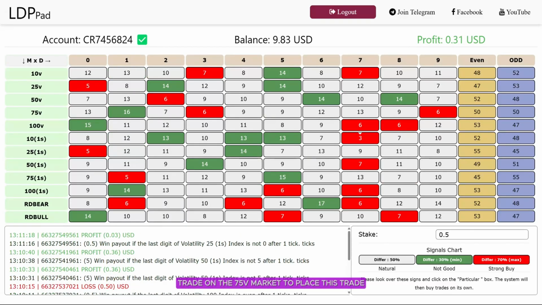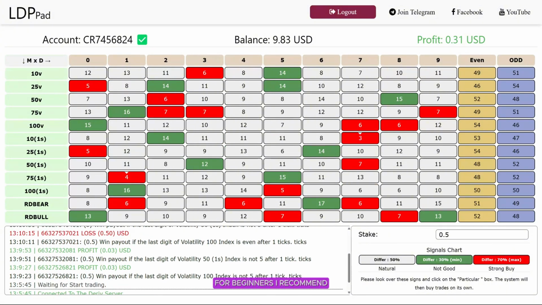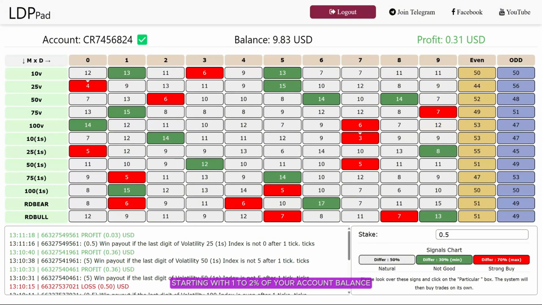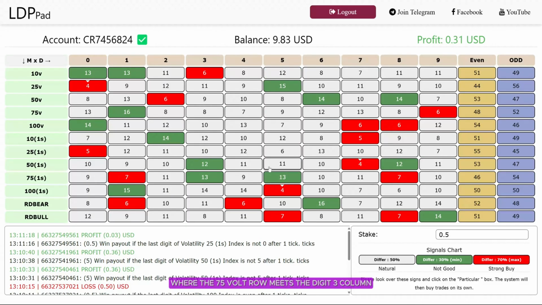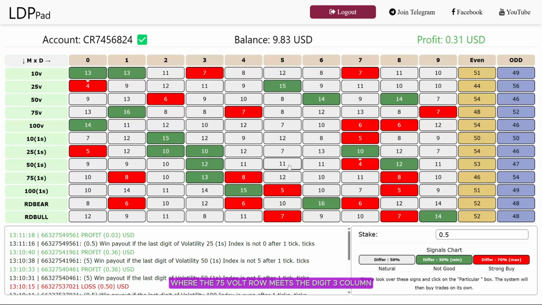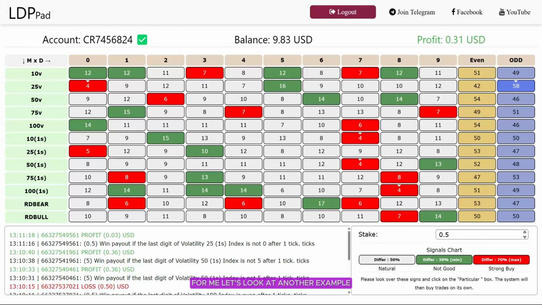To place this trade, I'll set my stake in the bottom right corner of the screen. For beginners, I recommend starting with 1 to 2% of your account balance. Then I simply click on the cell where the 75-volt row meets the digit 3 column. The system will automatically place a digit differs from 3 trade for me.